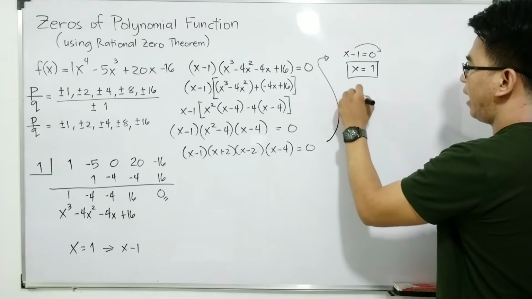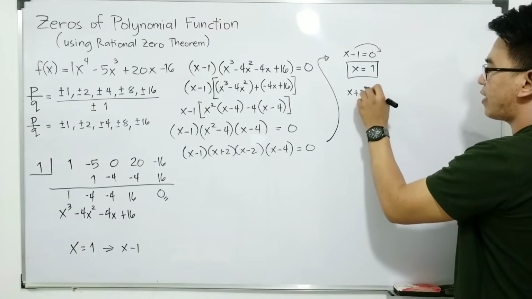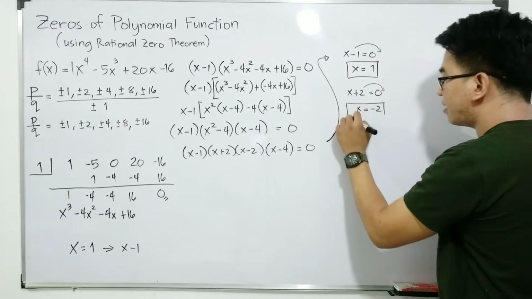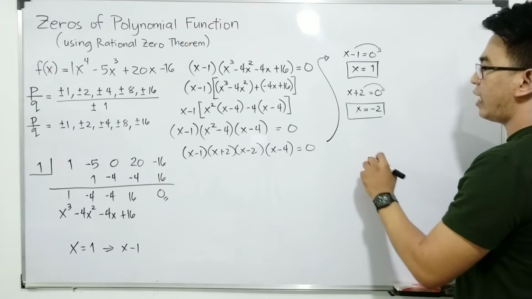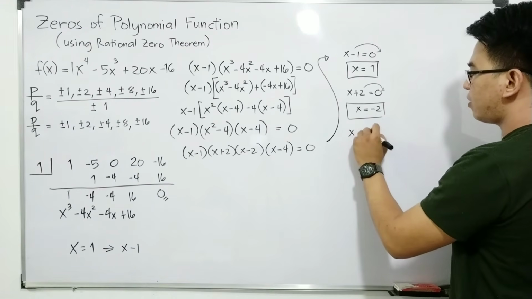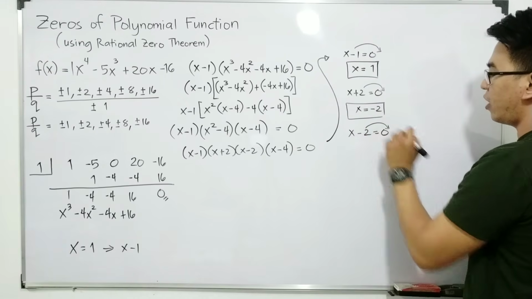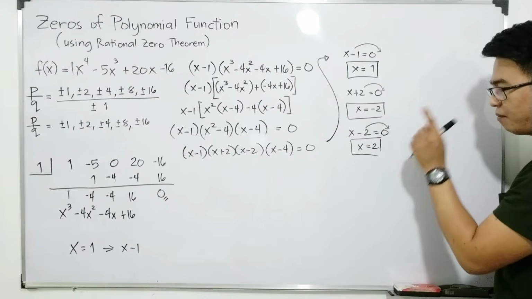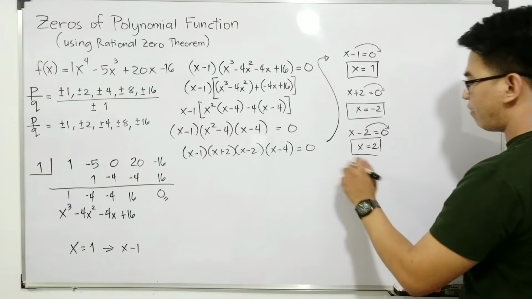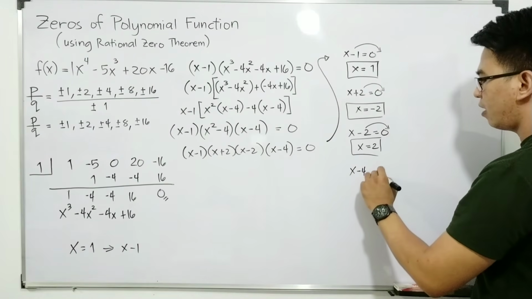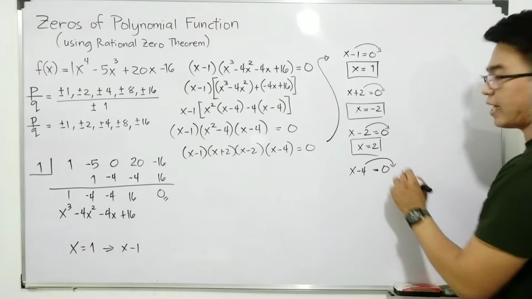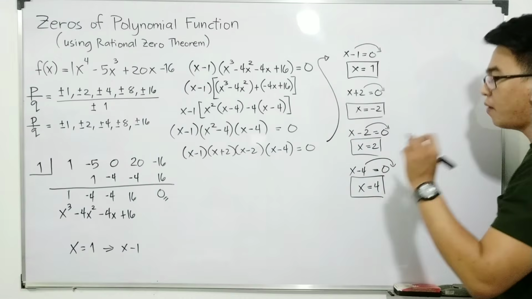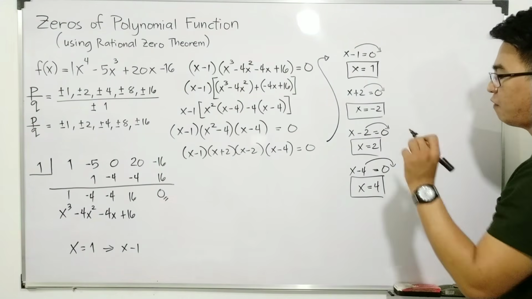Next, we have x plus 2 is equal to 0. Transpose this to the other side. Will give you x is equal to negative 2. This is the second 0 of the function. Next natin, we have x minus 2 is equal to 0. Transposing this to the other side, this will give us x is equal to positive 2. Ito na yan. Third possible 0. Lastly, we have x minus 4 is equal to 0. Transpose this to the other side, it will give us x is equal to 4. At ito na lahat yung possible zeros of this function.